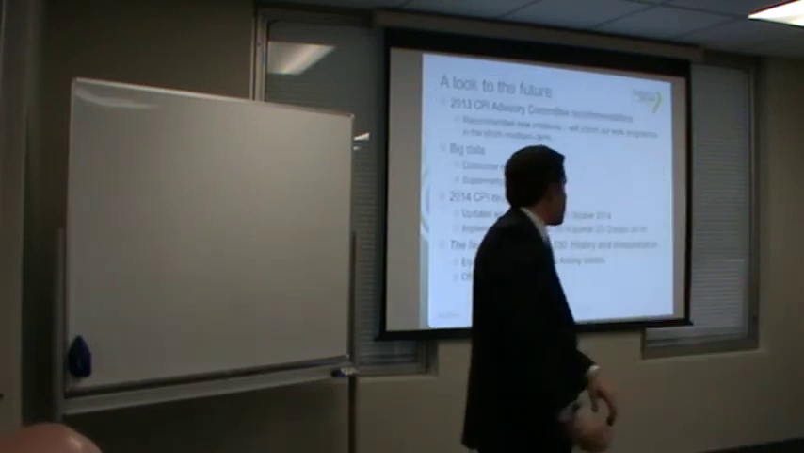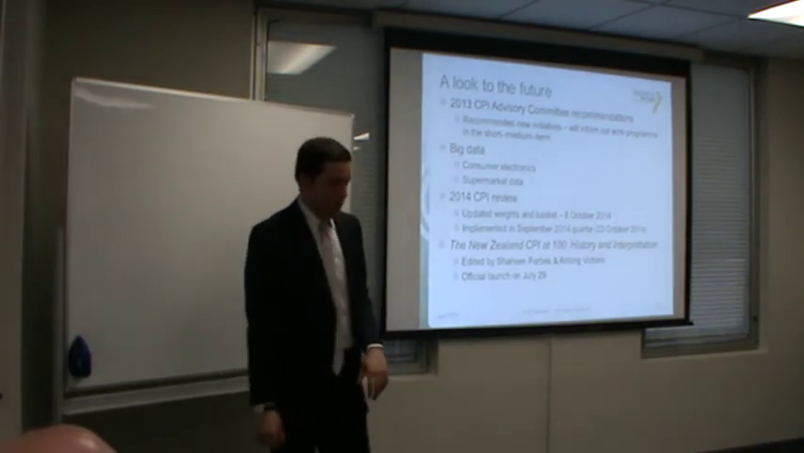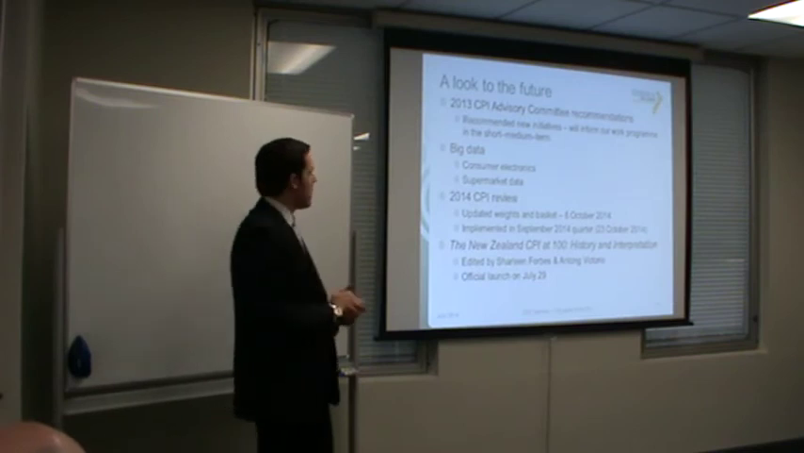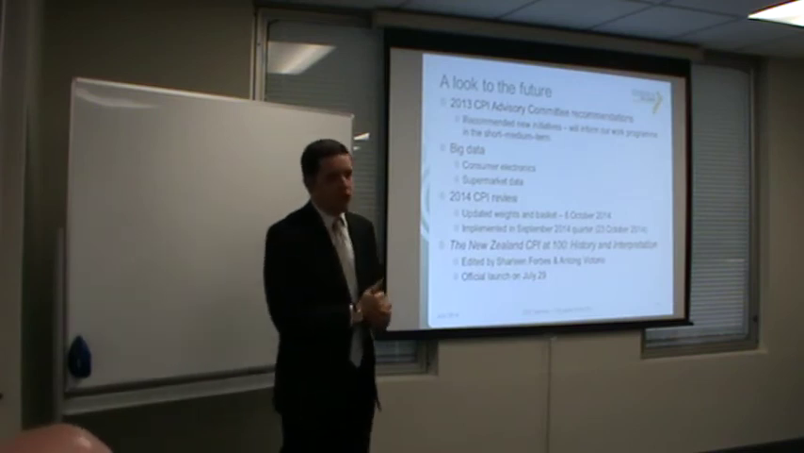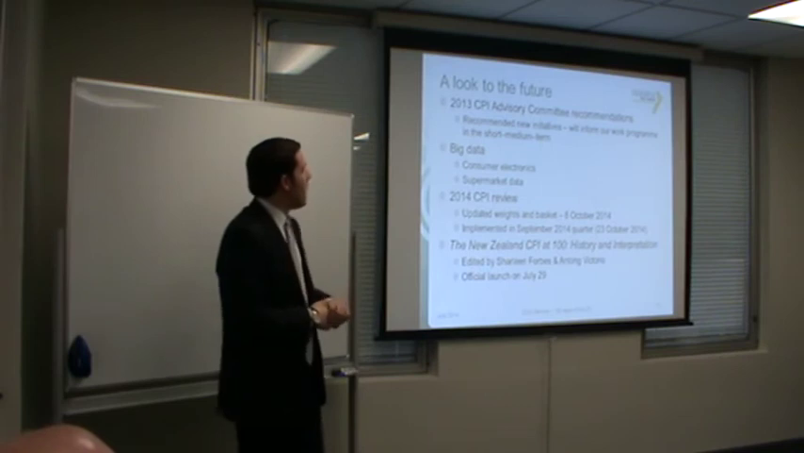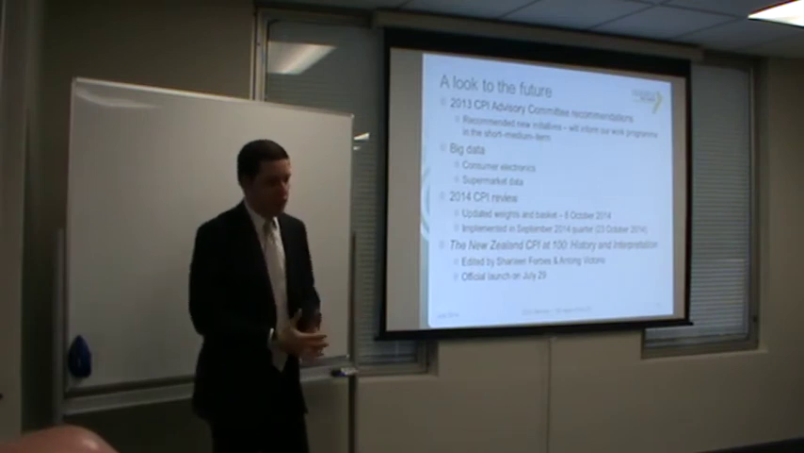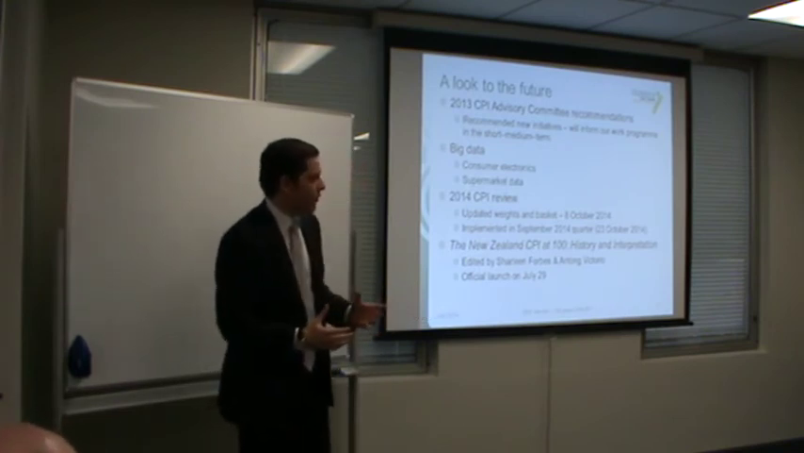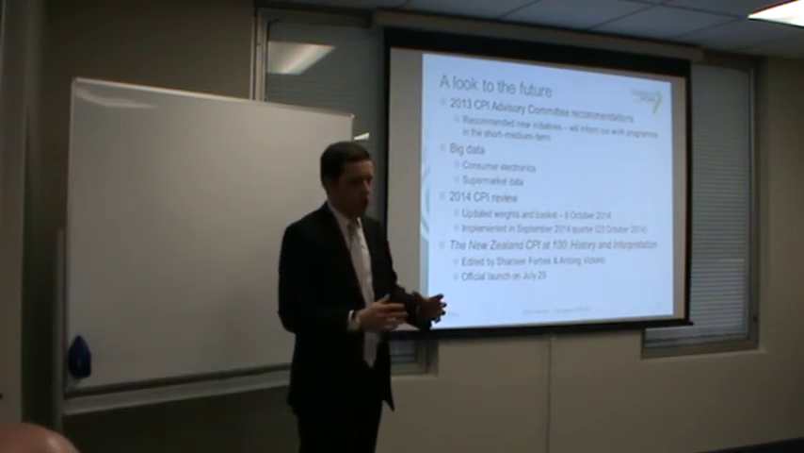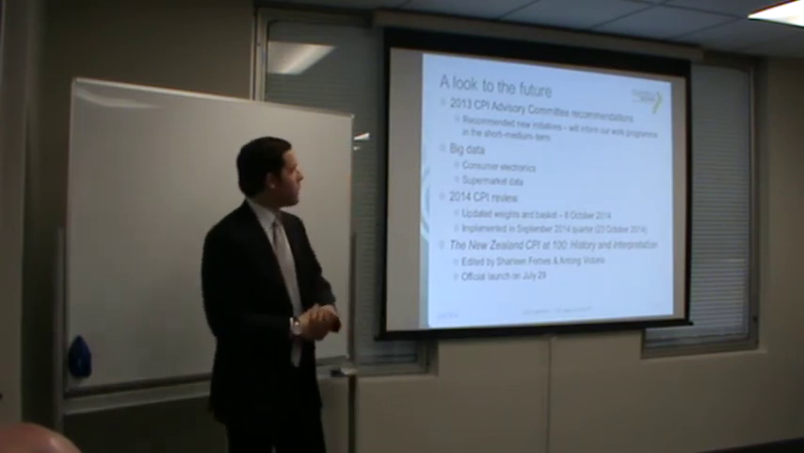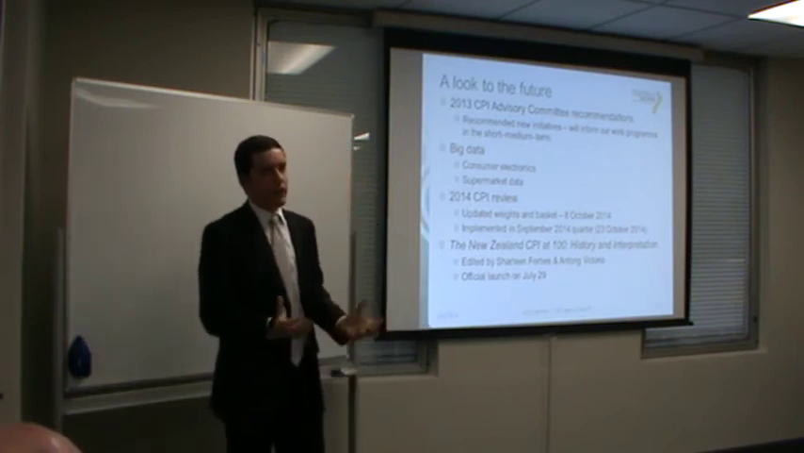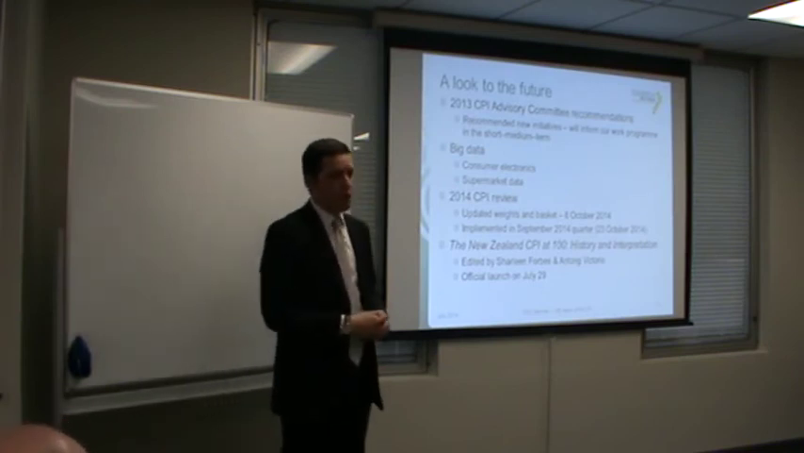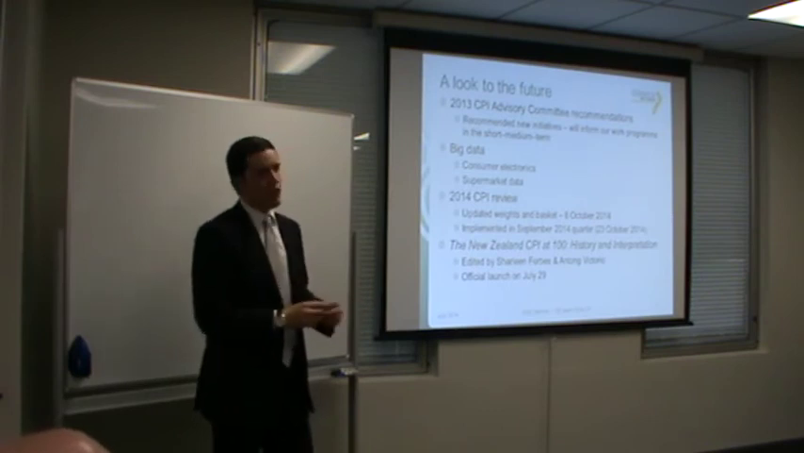Okay. So some of the other things that we're currently working on at the moment. Ellen talked a little bit about advisory committees. We had our latest CPI advisory committee in 2013. Basically, an advisory committee is an independent committee made up of people who represent the CPI user community. They've made 16 recommendations that confirm current practice, but also recommend new initiatives.